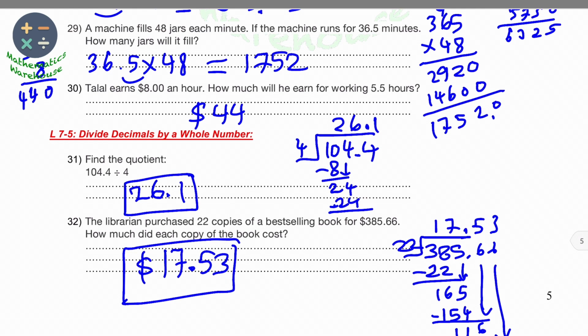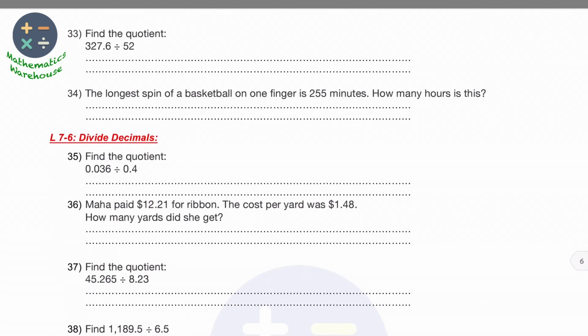Next question. Find the quotient. 327.6 divided by 52. 32 divided by 52 cannot be done, so take 327 divided by 52. It's about 6. 6 times 52 equals 312. Subtract, equals 15. Bring down the next digit, but it's a point.